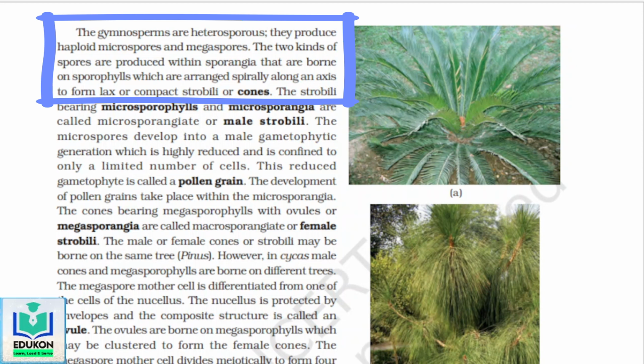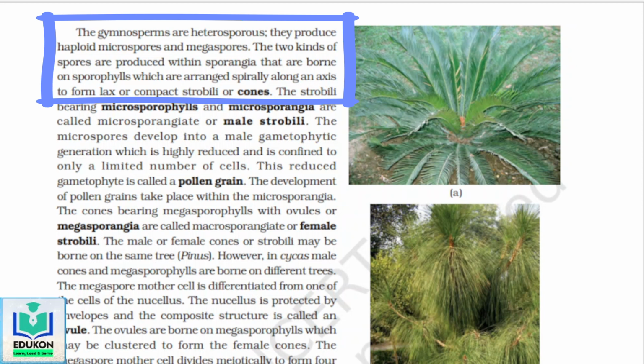Okay, there are two kinds of spores, that is, gymnosperms are heterosporous. They produce haploid microspores and megaspores also. The two kinds of spores are produced within sporangia, borne on sporophylls, which are arranged spirally along an axis to form lax or compact strobili or cones. So gymnosperms are heterosporous, this is the most important line, and they produce haploid microspores and megaspores, produced within sporangia. Don't forget this, you need to remember this.